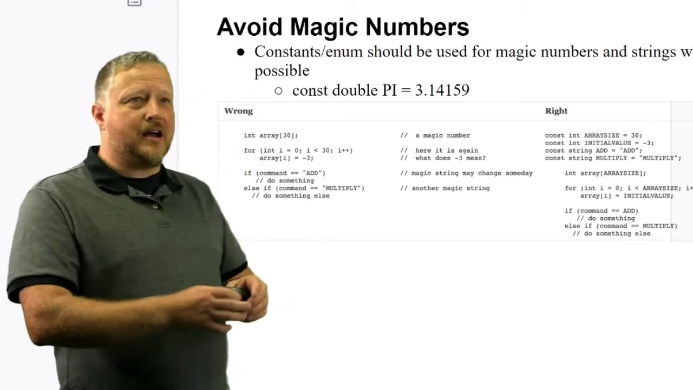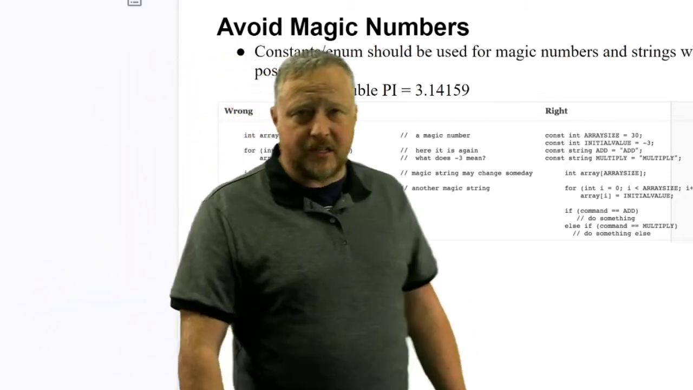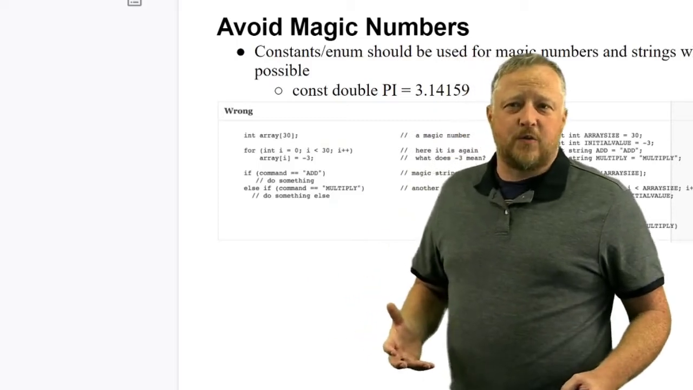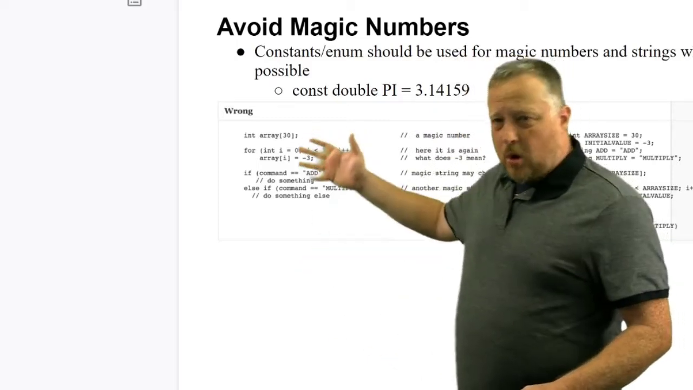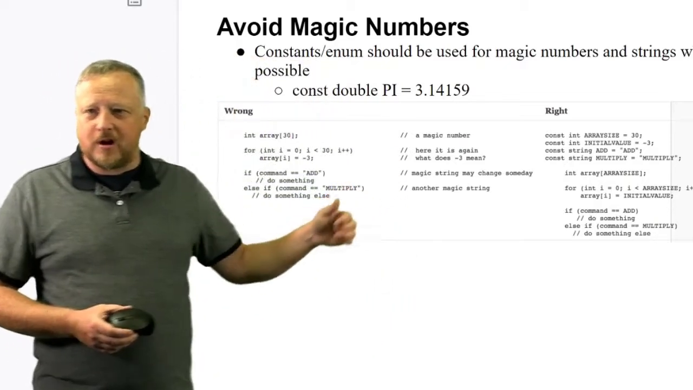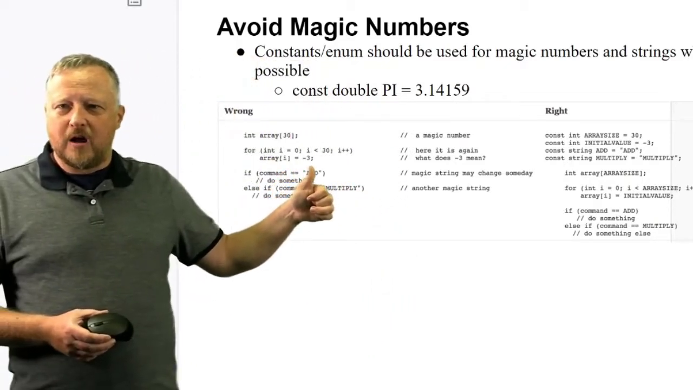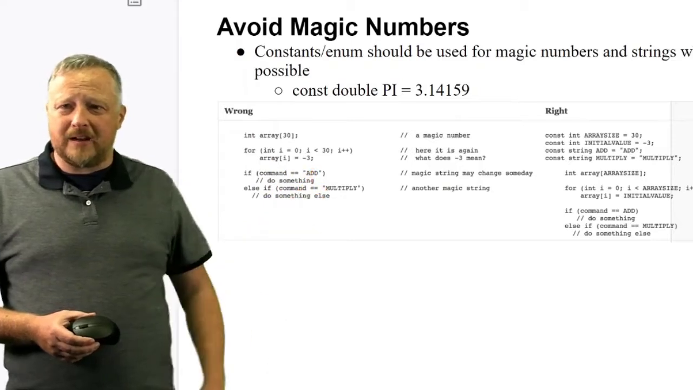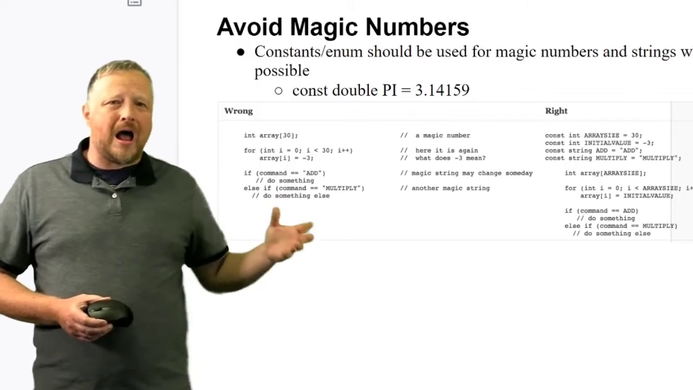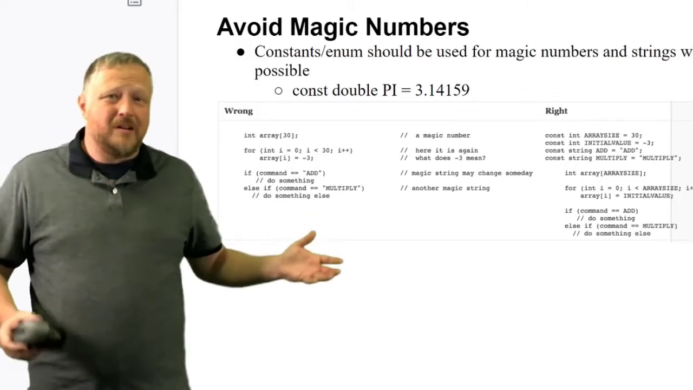Does it mean the number of days in a month? Does it mean the number of players on a team? We have no idea what it stands for. So you'll notice all the wrong bits that we have here. A magic number for 30, and we have another one here, what does -3 mean? There's a whole bunch of things in here that, frankly, we don't know why they're there.